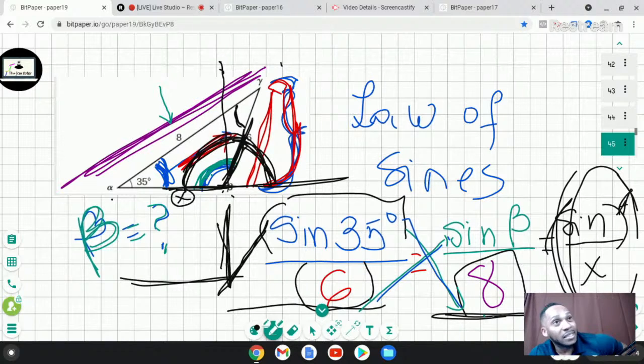So this is how you use the law of sines to find the angle when you don't have them. When you have two sides and one angle and you want to know the other side, or when you have two angles and one side, you want to know all the other sides and angles in the triangle. We could even continue this and use that same formula to find this.